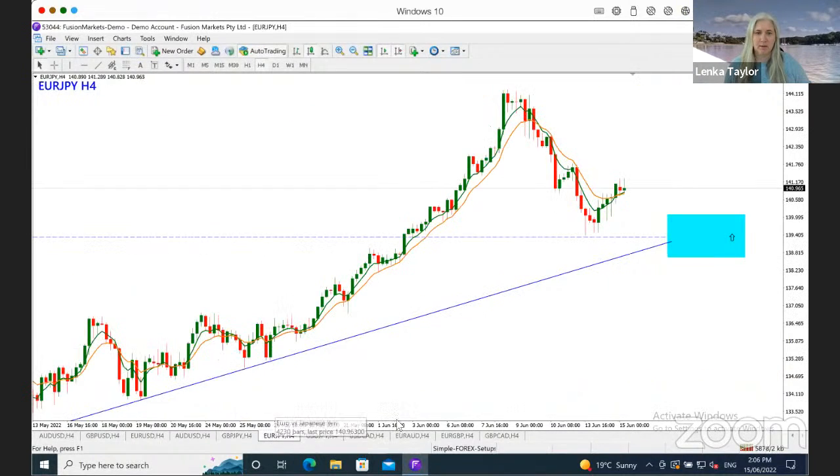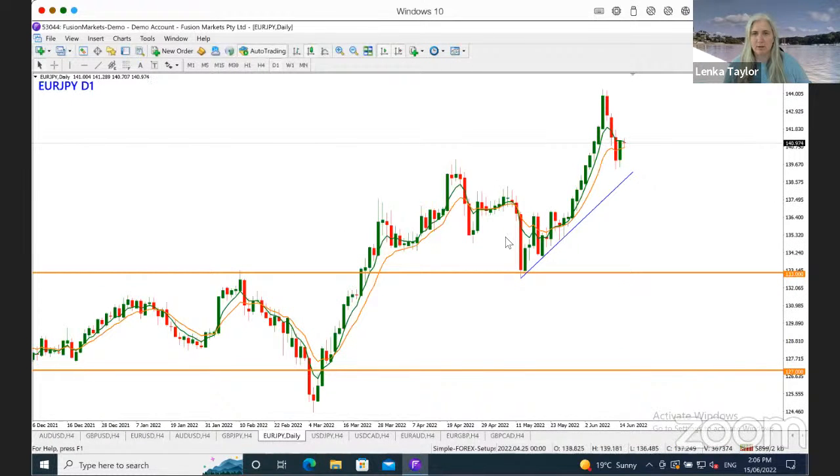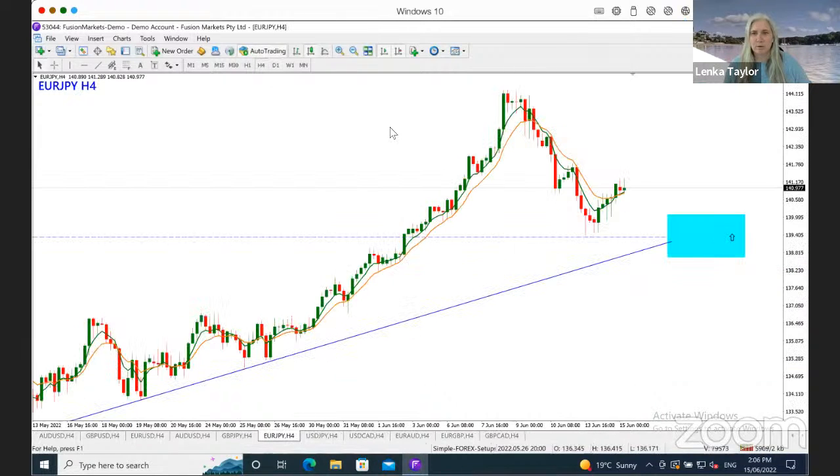Next currency pair I'm looking at is EURJPY, and on EURJPY I'm looking for long opportunities. So we have had that price action move up. We're looking at now having the pullback. So what we would want to see is the pullback around that trend line.